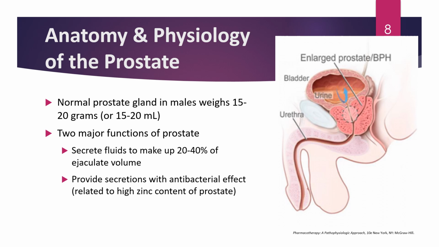The 2 major functions of our prostate are to secrete fluids that make up 20 to 40% of our ejaculate volume that patients may ejaculate during orgasm, during sexual activity. It also provides secretions with an antibacterial effect, and this probably is related to the high zinc content and high zinc concentration of the prostate.